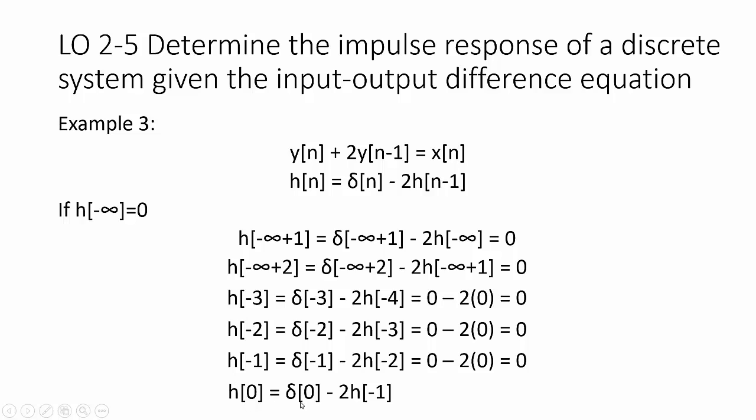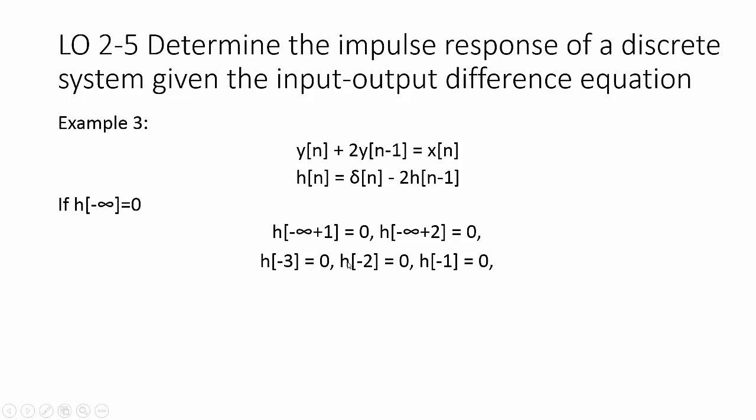When n is 0, delta of 0 minus 2h of negative 1. Oh, look! Delta of 0. Remember the definition of our impulse. When the argument is 0, delta is 1. Suddenly, we have some non-zero values. h of negative 1 from the previous line was 0. Therefore, h of 0 is 1 minus 2 times 0, or 1. Again, just a recap.